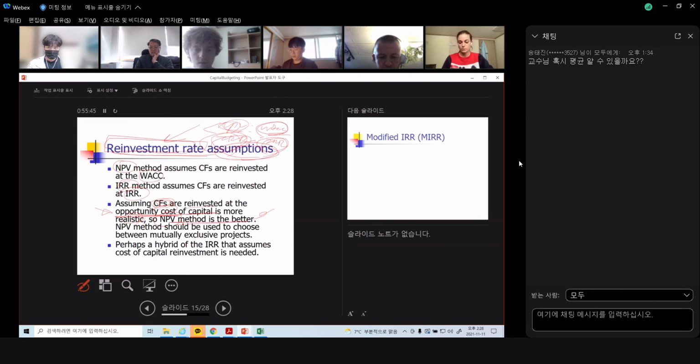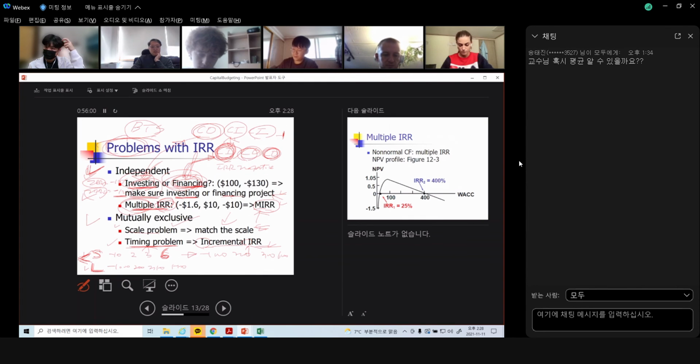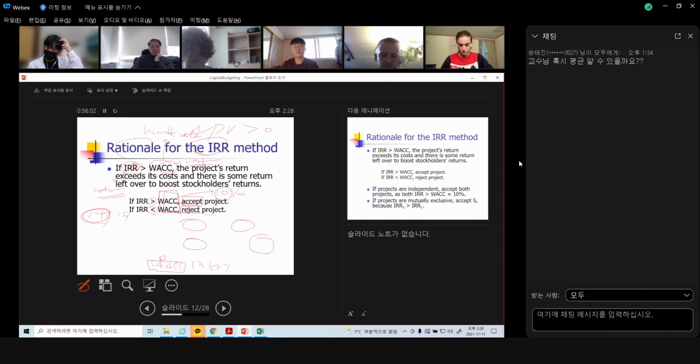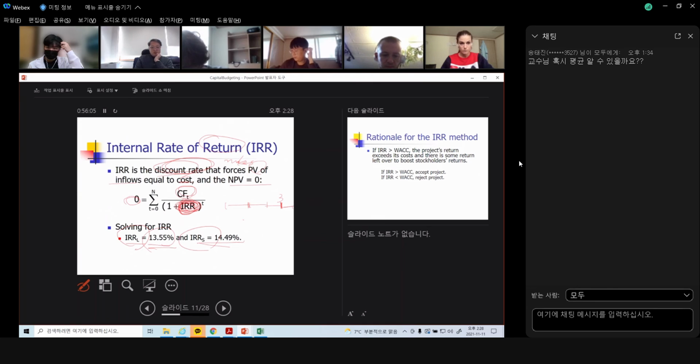Here you go, the answer to what I'm asking: the NPV method is better rather than IRR. Another unrealistic assumption of IRR is this one. The meaning that IRR can be used as the discount rate is what? We can use the IRR as the reinvestment rate, right?